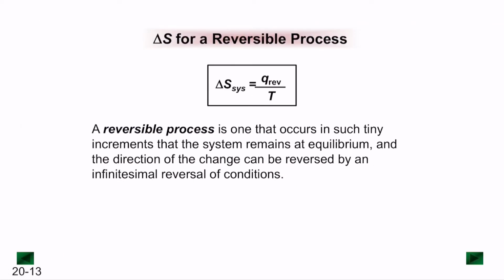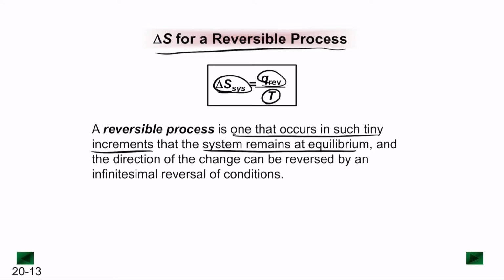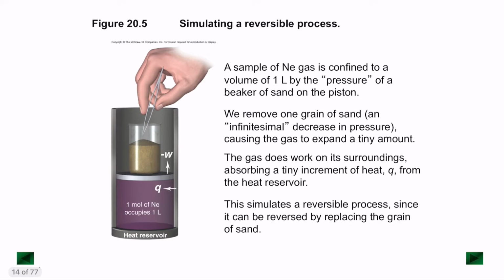So now let's talk about how to calculate the entropy for a reversible process. The change in entropy of the system is the reversible amount of energy over temperature. A reversible process is one that maintains such tiny increments that the system remains at equilibrium, and the direction of change can be reversed by infinitesimal reversal of conditions. So how do you think about it?